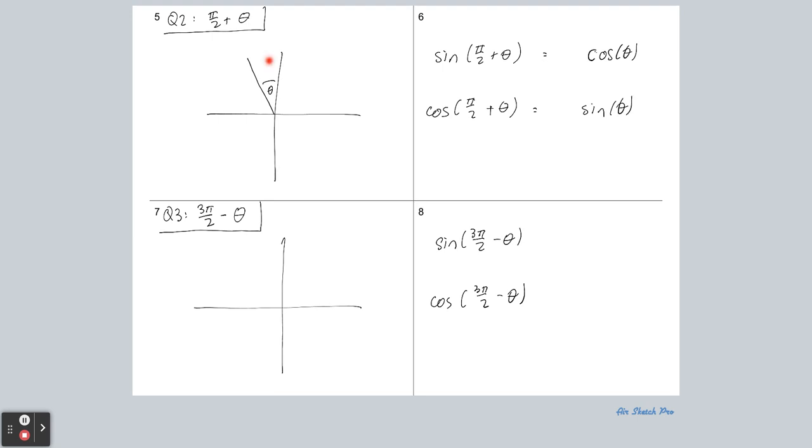But you can see that in quadrant 2, using our CAST diagram, we're going to be having positive sine values and negative cosine values. And so we're going to have to go cosine of theta, that's fine.